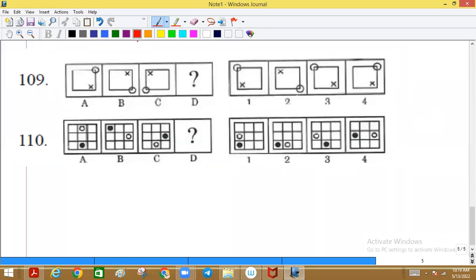Yes. 109 and 110. What is the answer? 109. The circle is rotating in which direction, clockwise or anti-clockwise? Clockwise. The cross is moving anti-clockwise. So easy. So what is the answer? First one.